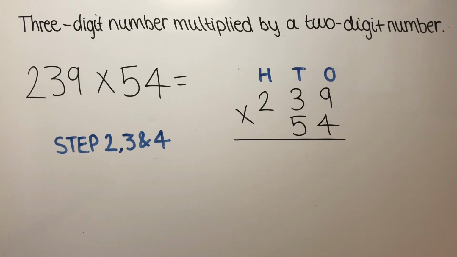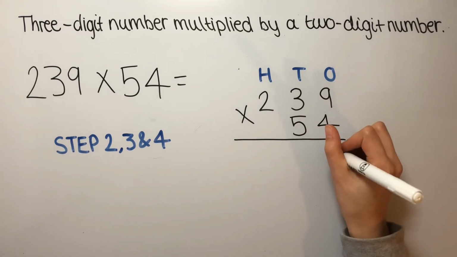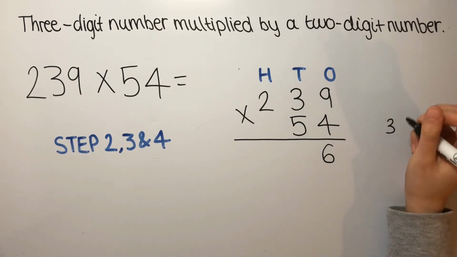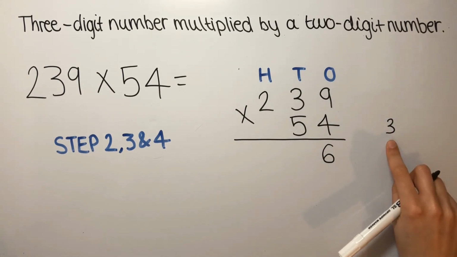Step 2. This time I haven't drawn the box around the two numbers that we're timesing by, because by now you should know which numbers we're timesing by. So 4 times by 9 gives us 36. We're going to write down the 6 and carry over the 3. So we're going to remember that for next time.